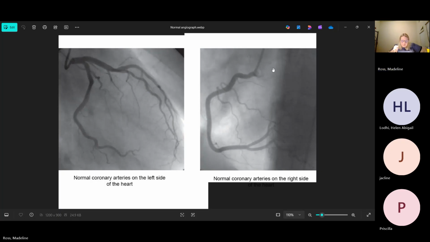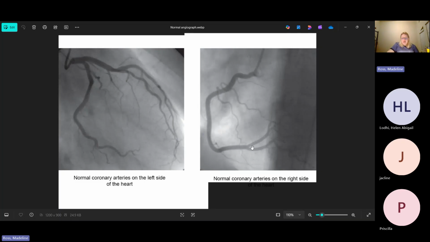So they feed this wire up, and then it goes through the artery system. They get to the coronary arteries, and then they shoot contrast, which is the same contrast used for an MRI or a CT. And basically it's just going to darken the region, darken where the contrast is going, so it shows the flow of the heart.